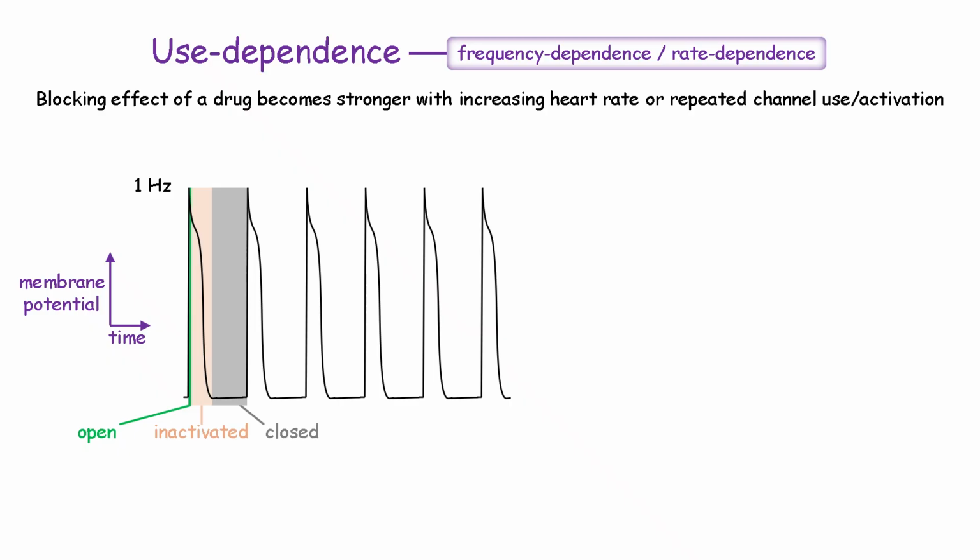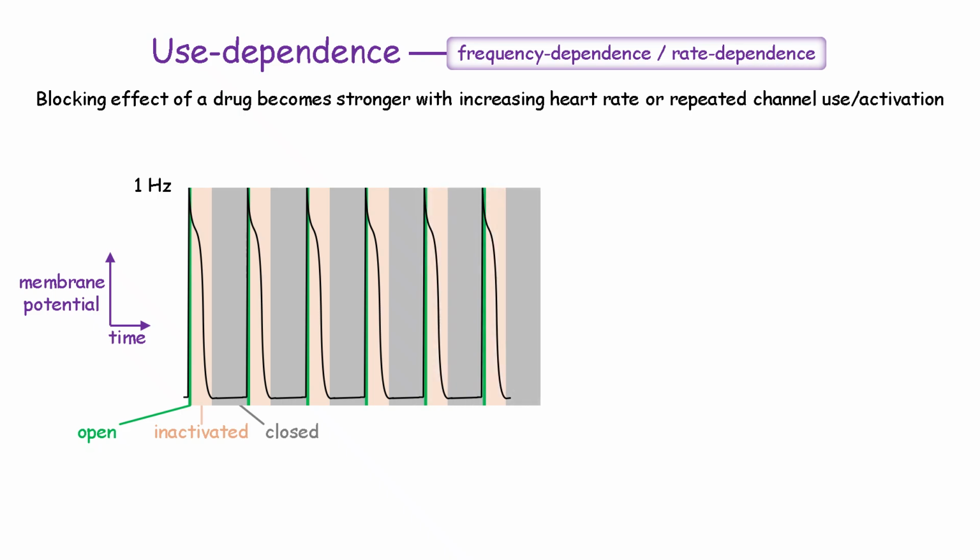You can see that at 1 Hz there is only a short window when sodium channels are open or inactivated, states where class 1 drugs can effectively bind. For most of the cycle, the channels are in the closed state where binding is minimal or absent. As a result, a drug molecule may bind briefly during the action potential, but will likely unbind during the long diastolic interval, leading to minimal cumulative effect.